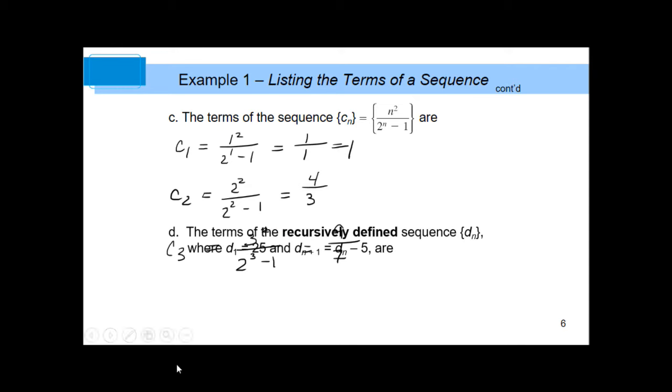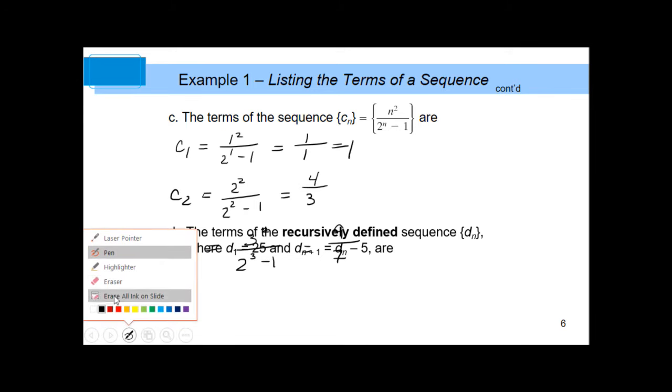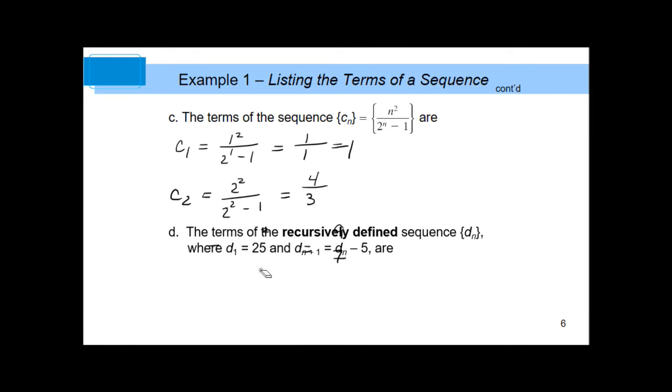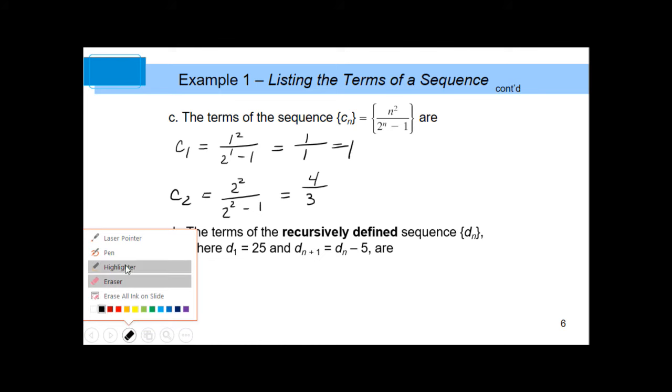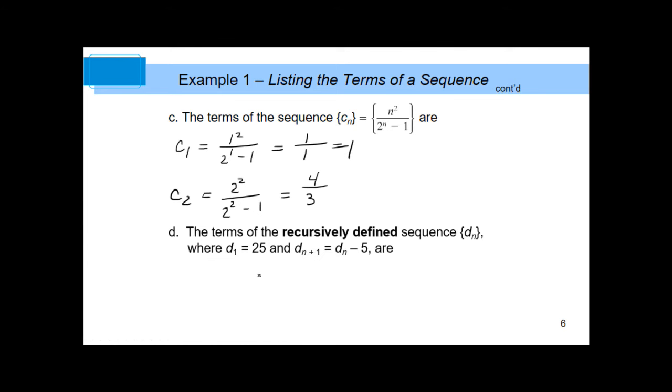Okay, another type of sequence that's not defined just by plugging into a formula is called a recursively defined sequence. So in this next example, we're going to look at a recursively defined sequence, meaning that each term is defined by the previous term. In a recursively defined sequence, you need to know the first term in order to get things rolling. So here they're telling us that this sequence d sub n, the first term d sub 1 is 25.